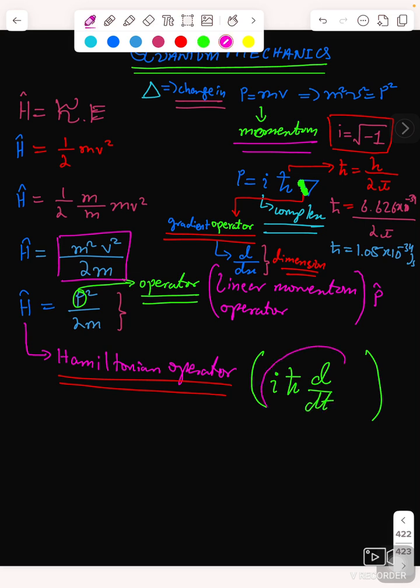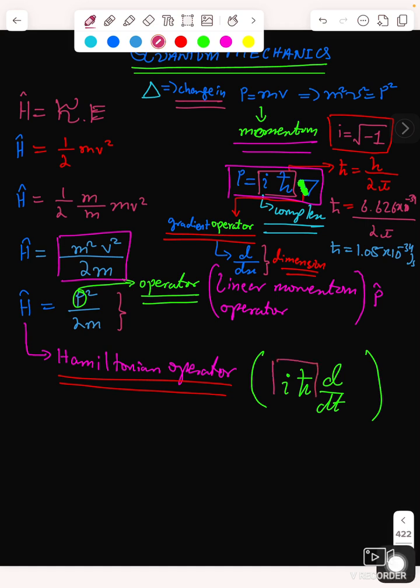Now, what's common between momentum and the Hamiltonian formula? What is common? Yes, the common thing is these constants: i and h bar. The only difference is that in momentum we were looking at position, and for the Hamiltonian we are looking at time. For momentum we are looking at it with respect to position.